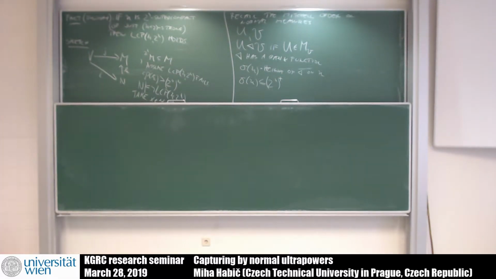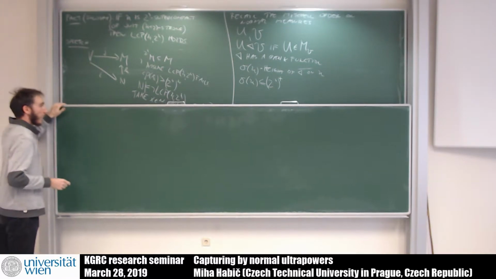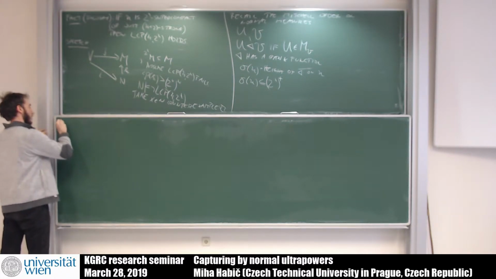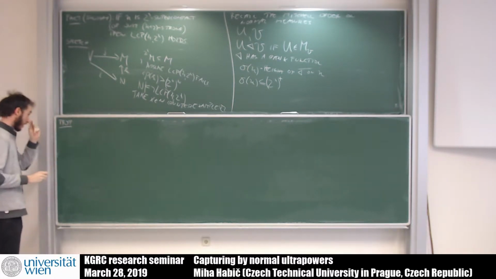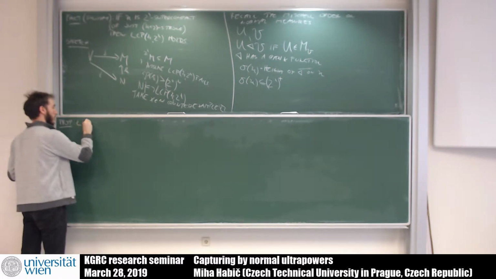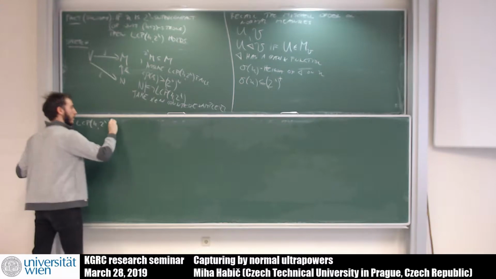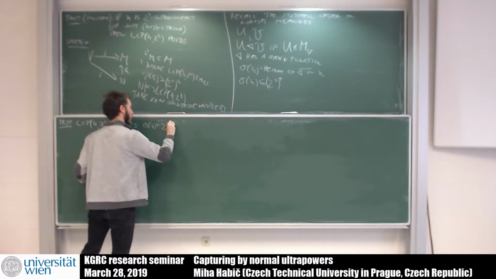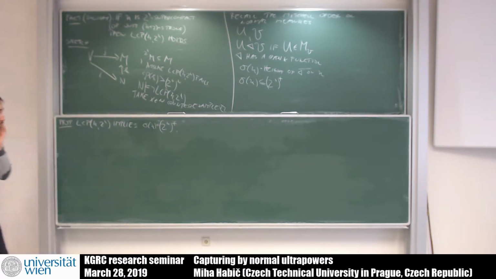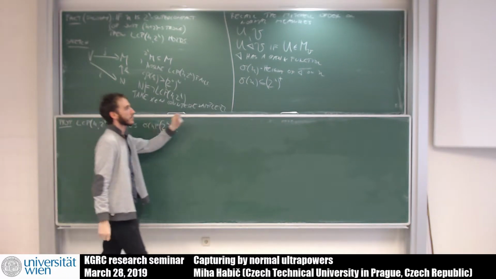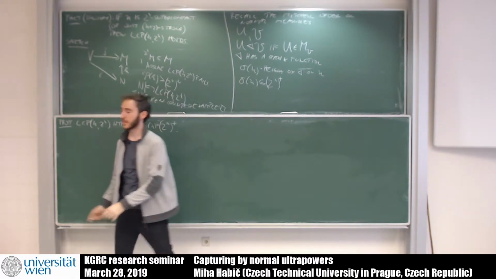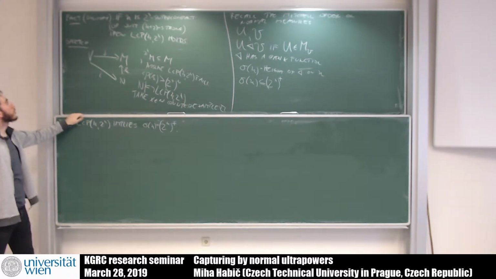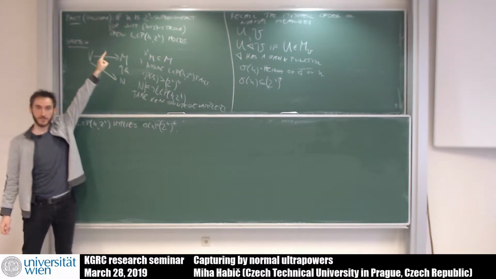So let's see now that LCP actually gives us some consistency strength. So let's call this a proposition because it's not very hard. LCP kappa to the kappa implies O of kappa is 2 to the kappa plus. So this local capturing property already implies that the Mitchell rank of kappa is as large as it could possibly be.